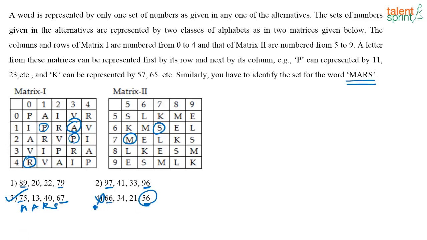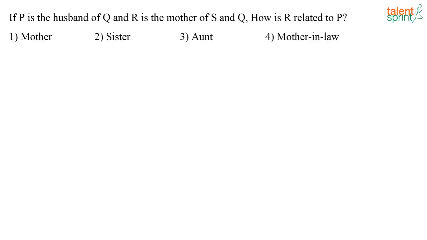Sometimes like here you can eliminate only one option in the first step, then you will have to check for others. So now the next set of questions that we are going to be solving is from the mock test number 19 that was enabled for the SSC CGL examination. This is the question: if P is the husband of Q and R is the mother of S and Q, then how is R related to P? How do you solve this?